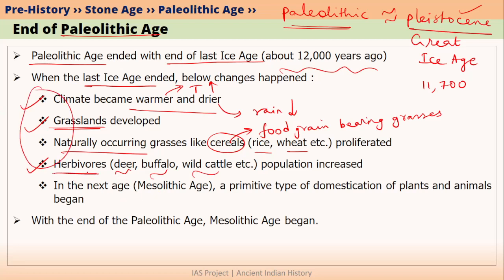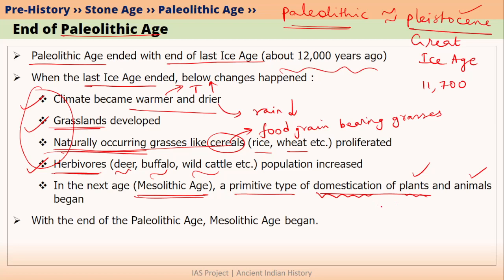Because of the increase in the number of herbivores and because of the increase in the area of cereals, what happened was in the next stage, that is the Mesolithic Age, a very primitive type of domestication of plants as well as domestication of animals has begun. Please note here that the word domestication has been used both for plants and animals because plants also needed to be domesticated. So whatever the crops we see today, for example, rice and wheat or cotton and all these, they were not the same rice and cotton almost 10,000 years ago.